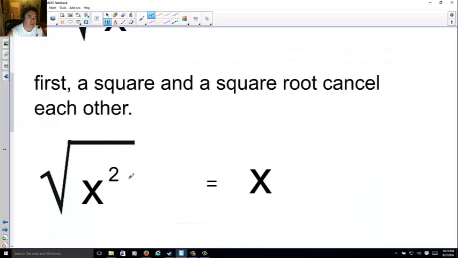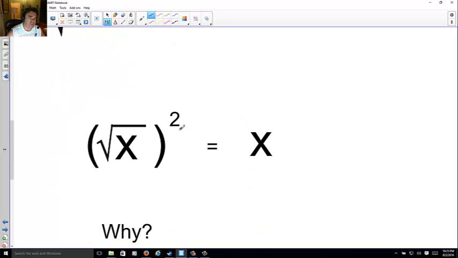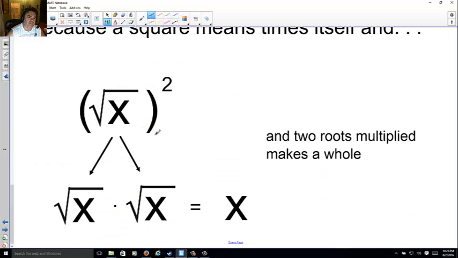So a square and a root cancel. So if you have a square and a root, it cancels and leaves what's inside. So the square root of x squared just makes x. Why? Because the square means times itself. So basically there's 2 roots of x, and if you remember, 2 halves make a whole. So root times root makes x.